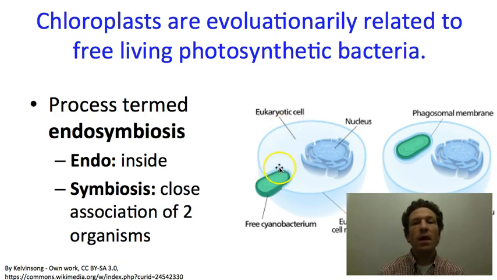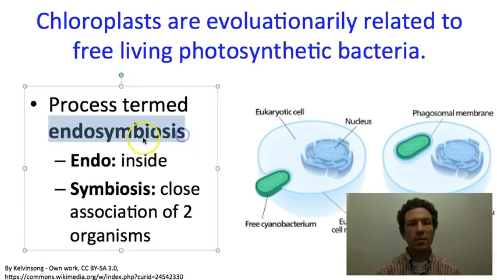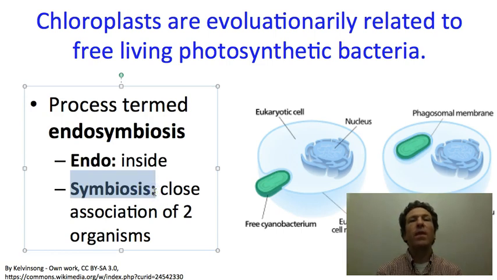photosynthesize. So this process of a bacteria being engulfed and then becoming part of a living eukaryotic cell is called endosymbiosis. And it's a big word, but we can break it down. Endo simply means inside, and symbiosis we've talked about before. This is a long-term close association of two organisms. In this case, the organisms are the eukaryote that made this eukaryotic cell, and the chloroplast itself, which was a free-living bacteria.